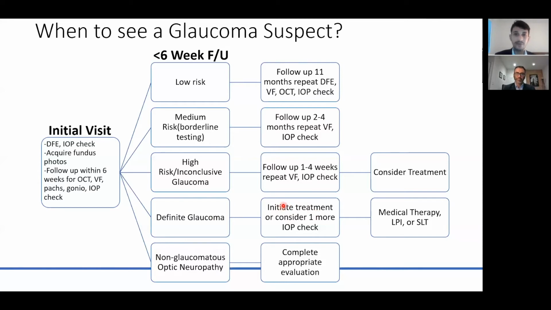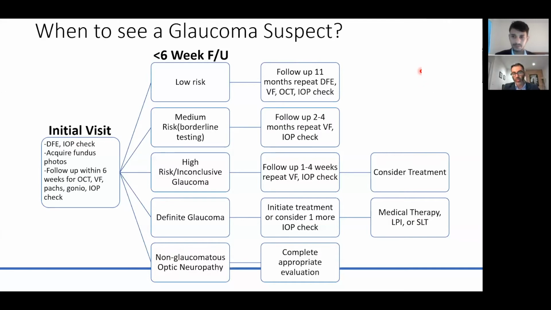Ideally, I like to have 3 IOP checks for patients, and hopefully you can do maybe some in the morning, some in the afternoon or the evening to try to get some sort of diurnal makeshift curve for these patients. But of course, at some point you want to initiate therapy, whether that's medical therapy or you need an LPI if they're narrow angles, or SLT. The non-glaucomatous patients, of course, you need to do appropriate evaluation there.